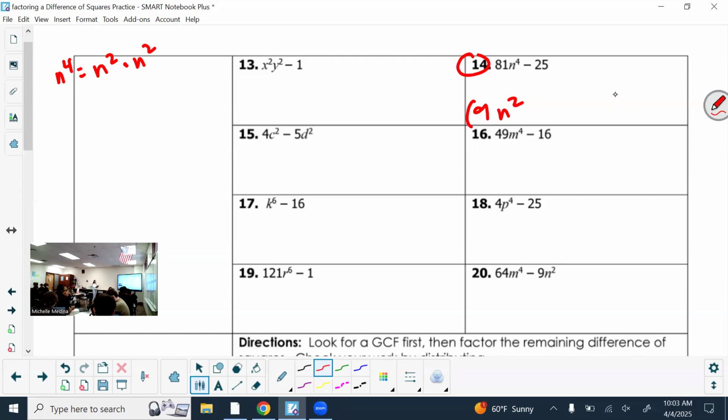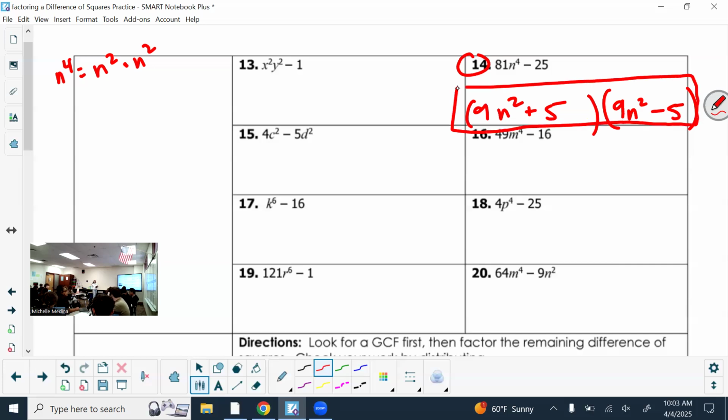So then this is the square root of 81 n to the 4th. What's the square root of 25? So then one of the parentheses will have a plus 5, the other one will have a minus 5. So that. Okay, well then I want you to try 15 and 17, and then we'll do a couple more examples together after that. But try 15 and 17 for right now.